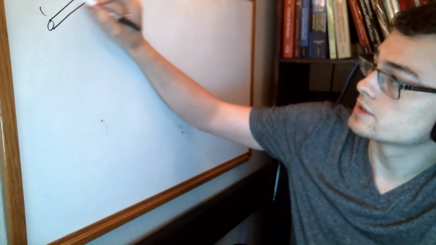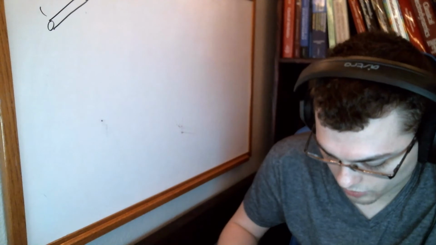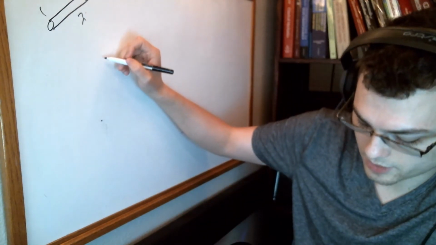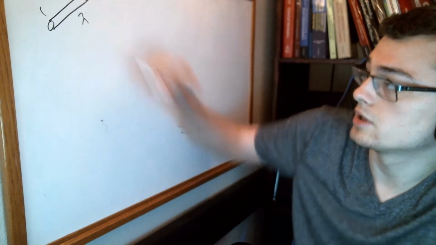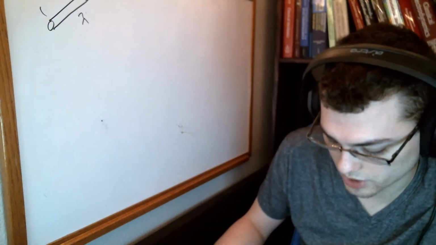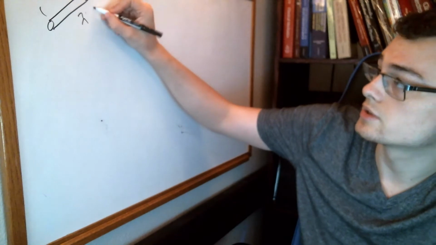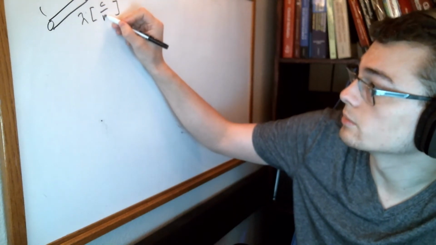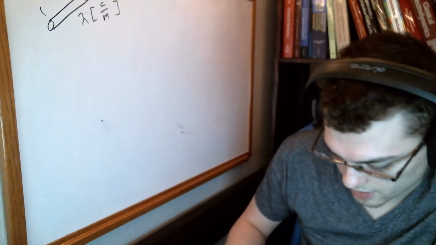And so this is L, and it has a uniform charge density of lambda. Lambda here is going to be our linear charge density, and so this is going to have the units of coulombs per meter.